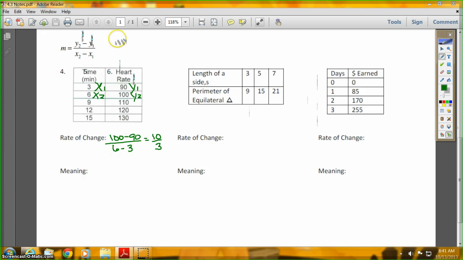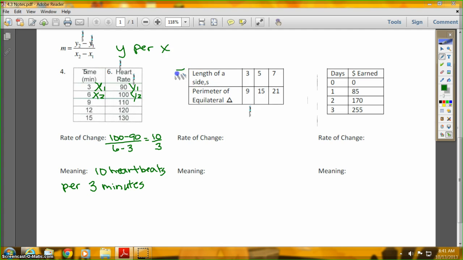When we get to the meaning, again, we're going to do y per x. So my y's are the heart rate. So I get 10 heartbeats per 3 minutes. I get 10 heartbeats per 3 minutes. That would be the meaning.